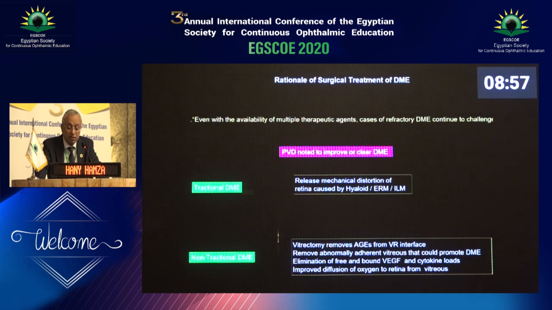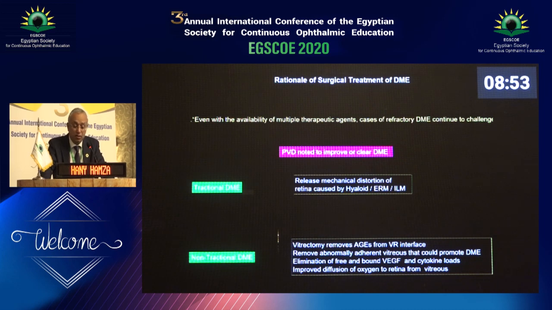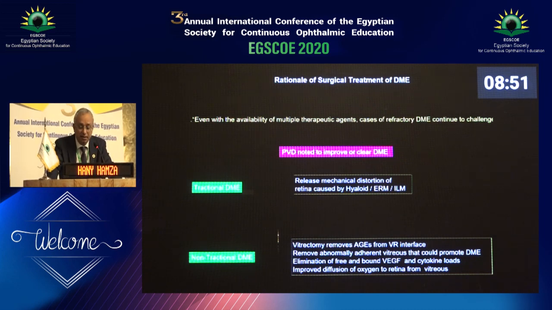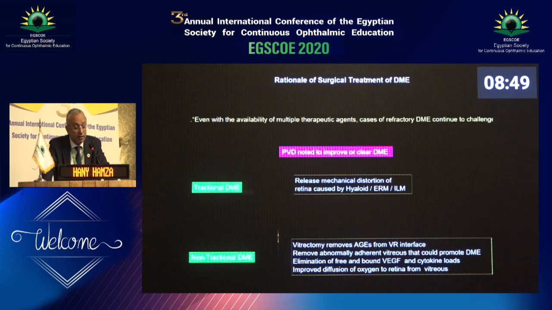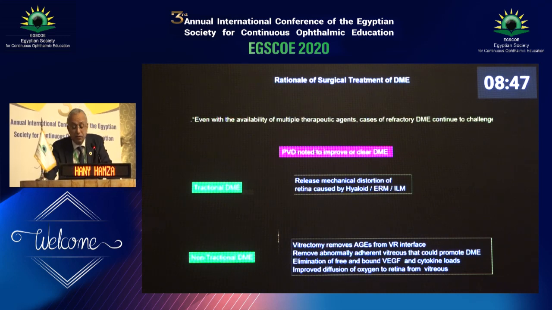It has been noted a long time ago, in the 90s, that PVD improves or clears diabetic macular edema. This was reported by Nasrallah in the 90s. And in tractional diabetic macular edema, the release of mechanical distortion of the retina caused by the hyaloid, the epiretinal membrane, or even the internal limiting membrane, can lead to improvement of this edema.